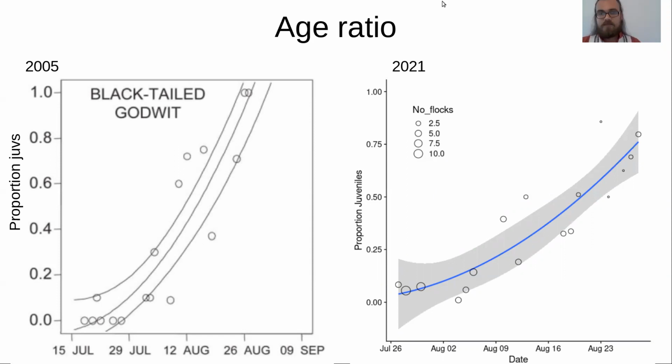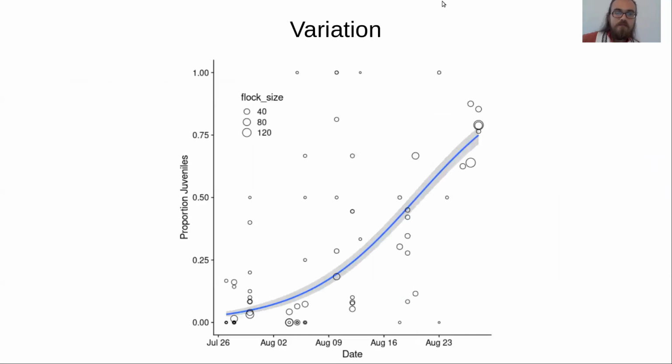But this daily average pattern also conceals a bit of variation. So in fact, throughout the season, there were flocks of 100% juveniles or 100% adults, and everything in between. Pretty much from the first day, it was only right by the end of August that I started to see consistently flocks that were mostly containing juveniles.